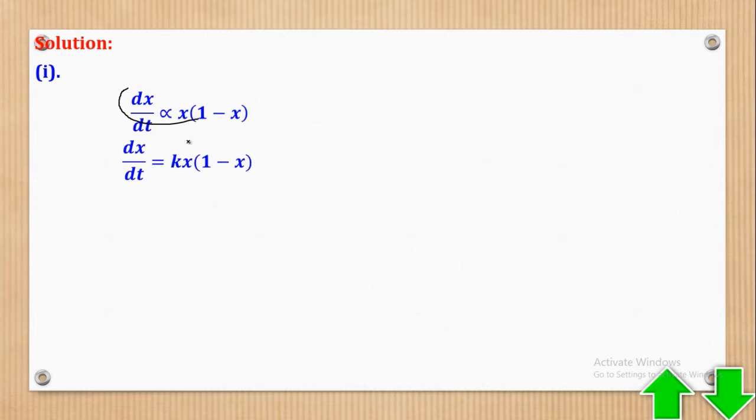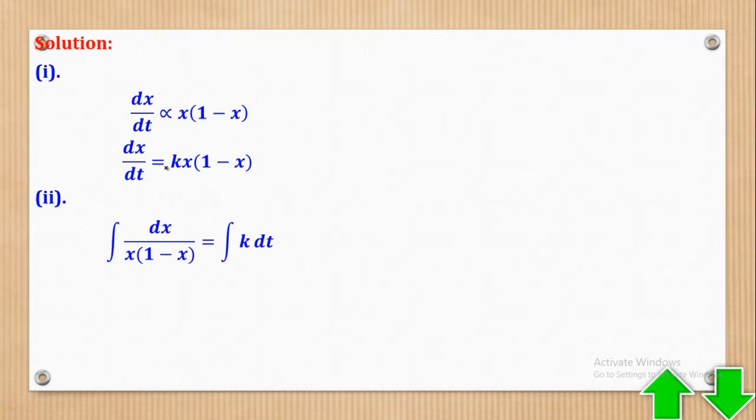So just start from Roman 1. Roman 1, this is the given differential equation, so we shall put the constant of proportionality to come up with that. Then for Roman 2, we have to solve this differential equation.